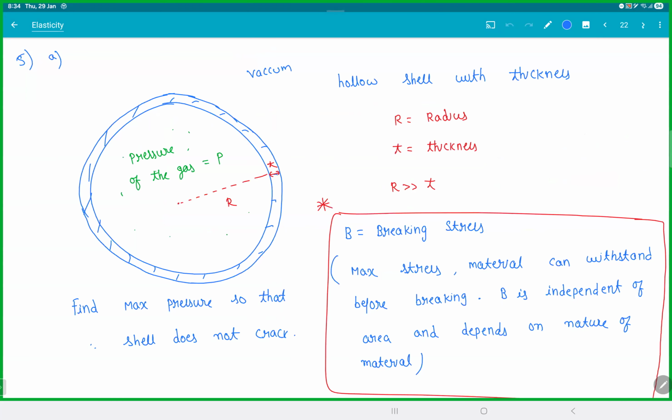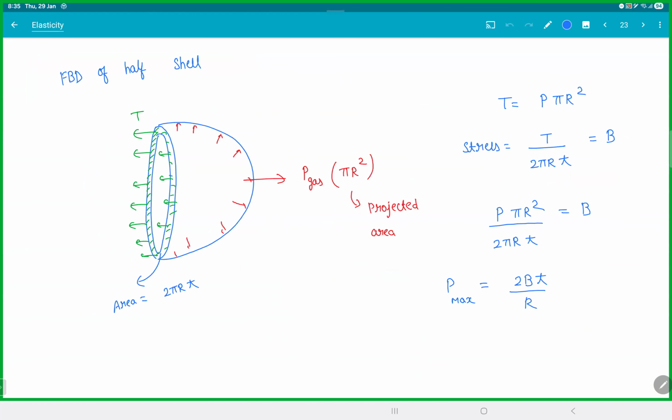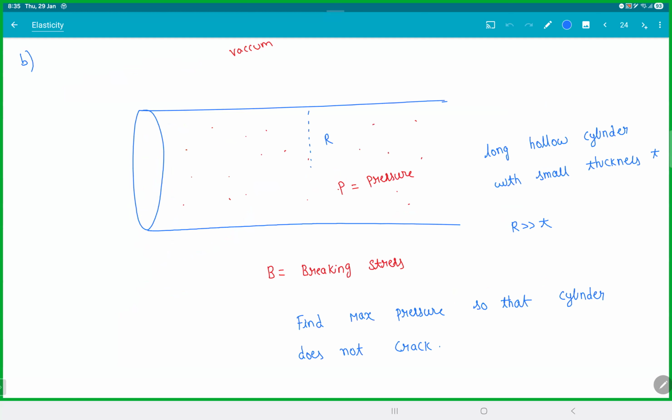Last time we took a hemisphere, half shell. Then we drew an FBD, we found the tension, and we said tension by that cross-section area is the stress, and we equated it. Take a minute. Let's see how you will handle this.